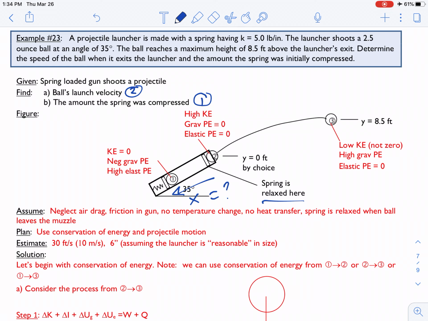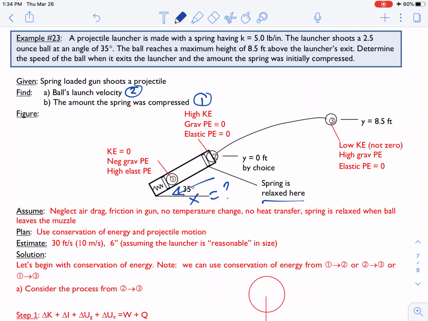Hopefully you can see that now, there are several ways you can solve this problem, but one of them is using energy conservation. And there are 3 points now. It's not just from initial to final. There are 3 different points. So you gotta make a plan, okay?